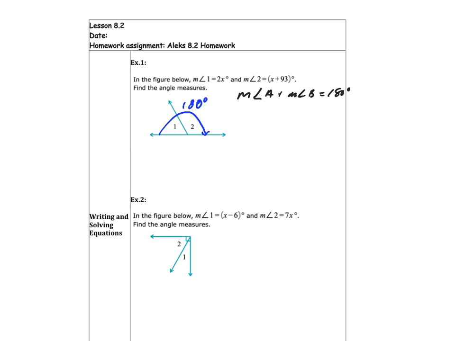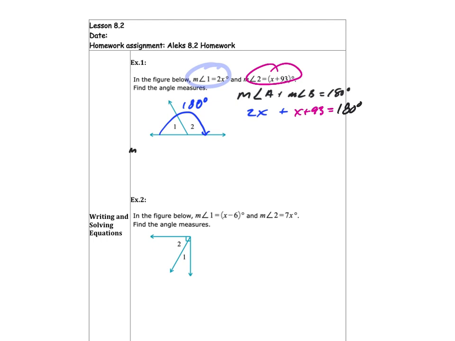So actually, we're talking about measure of angle 1 and measure of angle 2, right? And they tell us that the measure of angle 1 is 2x. So we're just going to substitute in the 2x, plus the measure of angle 2, which would be in place of b, is x plus 93, equals that 180 degrees. Now we just need to simplify, solve, and come up with a solution. We're going to find the angle measures.